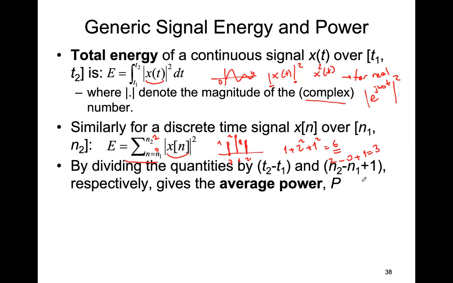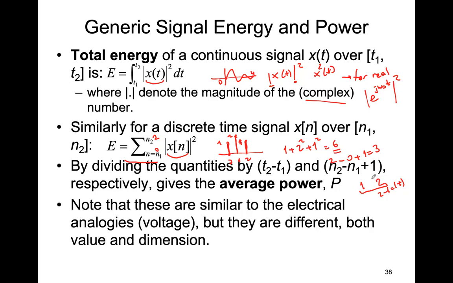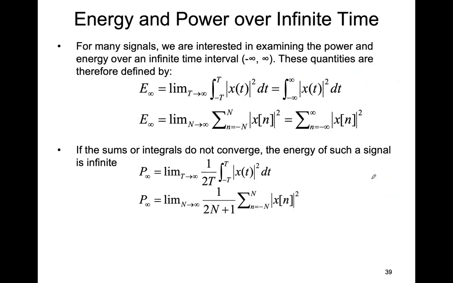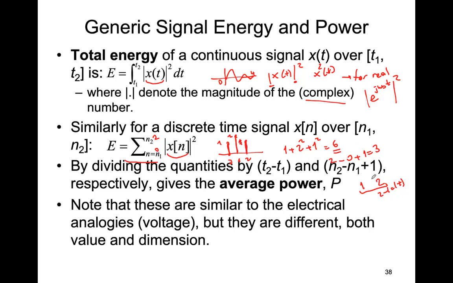Okay, the number of values between 1 and 2. How many numbers do I have here? 2 minus 1 is equal to 1, plus 1. There are 2 numbers between 1 and 2, okay, 1 and 2 included. So for average power, arkadaşlar, we will be dividing everything. Let me write average power, divide by N2 minus N1 plus 1.